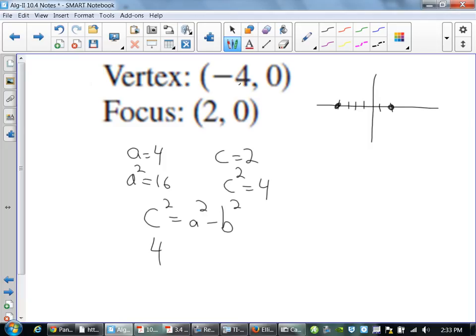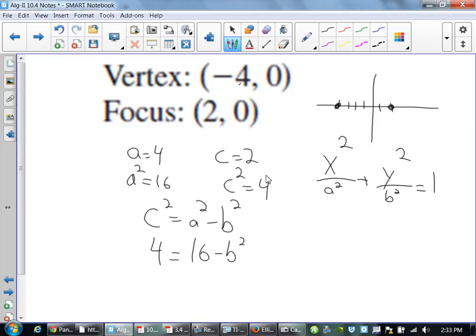So what's 4 equals 16 minus what? 12. Do we have to take the root of that? No. Because think about the generic form. Go back to the generic form. We know that the A squared's got to be underneath the x squared because it's stretched left and right. The generic form is in terms of A squared and B squared. You don't have to square root anything.